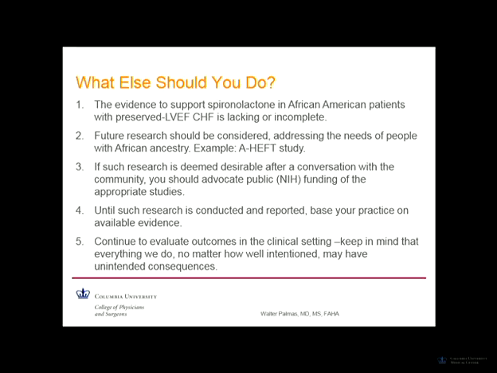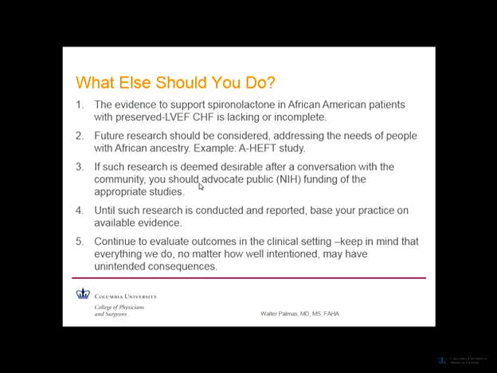Again, extremely important: very little evidence supports the use of this drug in African American patients. There need to be more studies. And the perfect example of that is the A-HeFT study, which combined, as I said before, hydralazine and isosorbide for people with low ejection fraction heart failure, and the benefit in mortality was just remarkable. So this is something that got implemented into clinical practice right away.